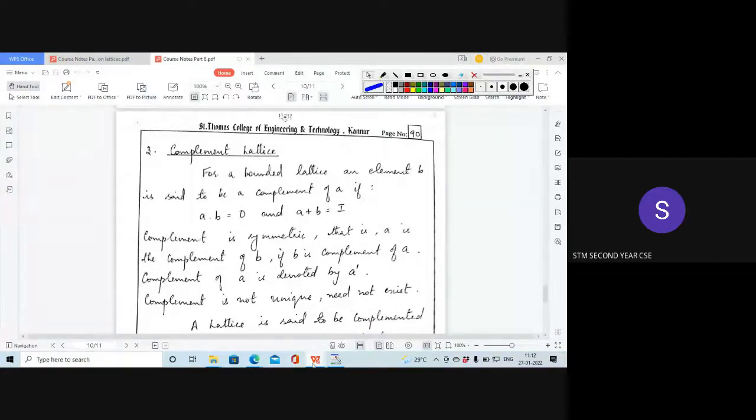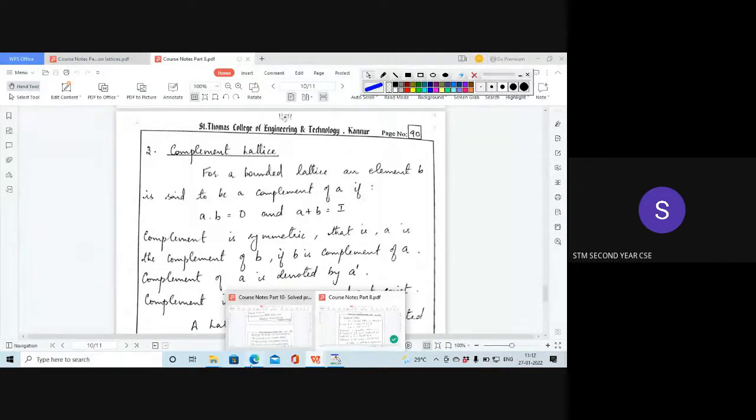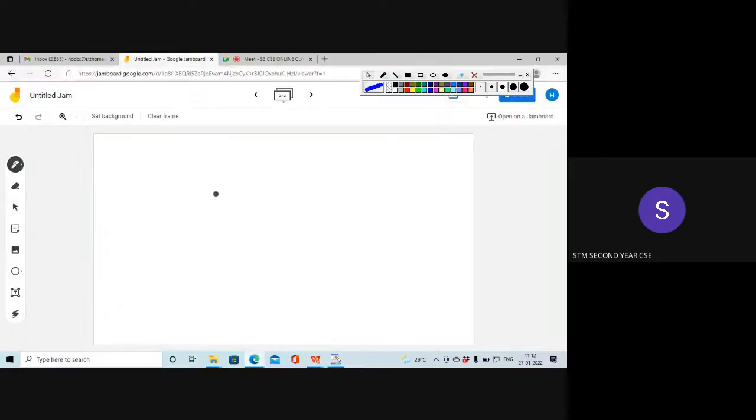So, next example, the one which we had seen earlier. Let us see that. That is A, B, C. Same example. Let us see why it is not satisfied. This is 0, this is I.